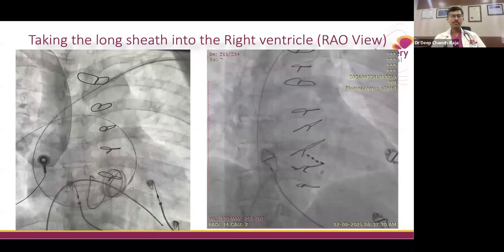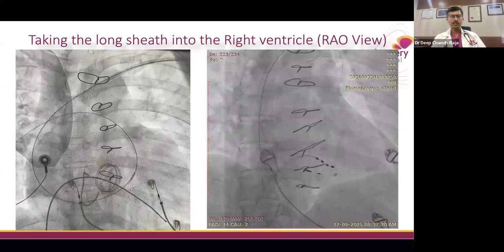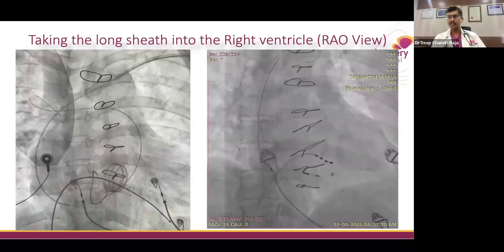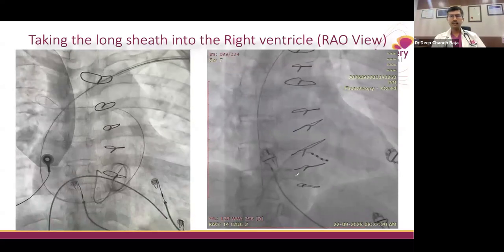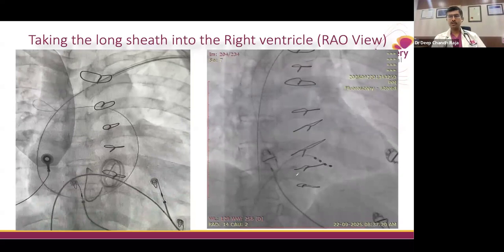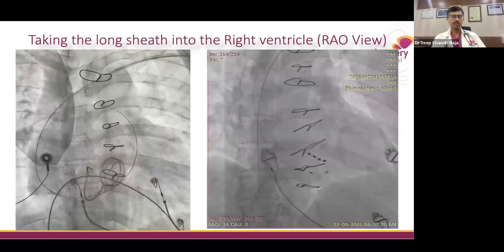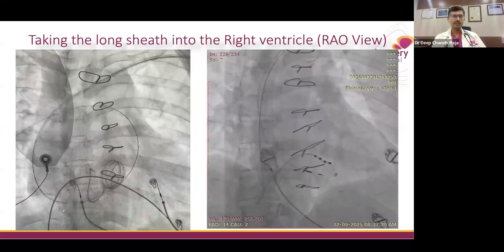Yeah. So I was telling that how we sheath the tricuspid valve only with wire support or with the pacing lead inside. We never take the sheath directly into the right ventricle without any support. We would tend to kink the sheath, which is not good for the latter part of the case.